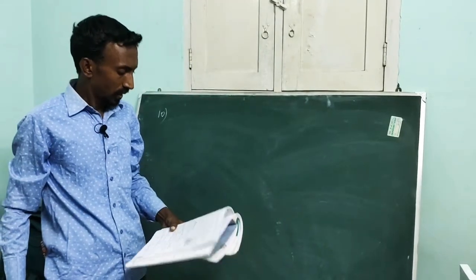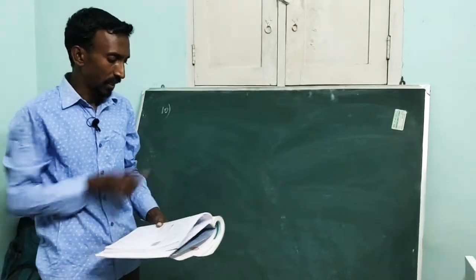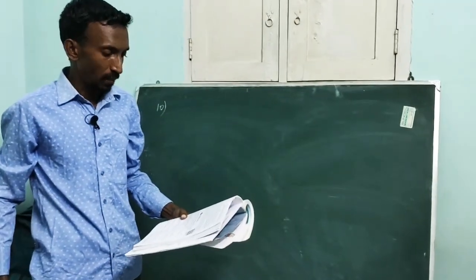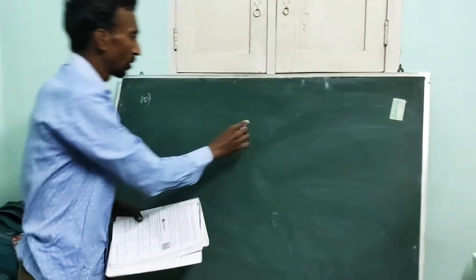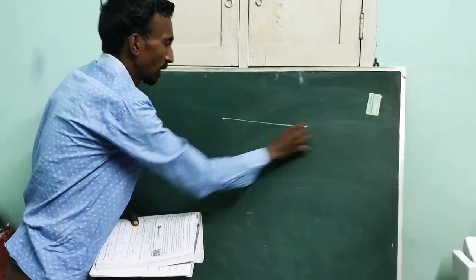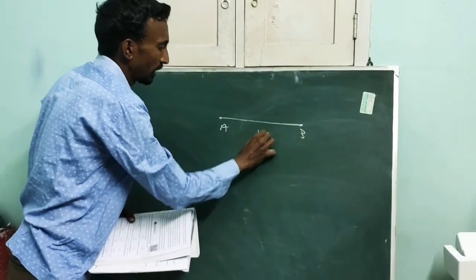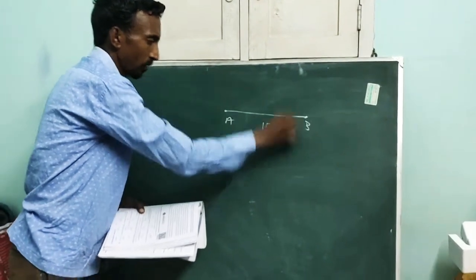Now question number 10, again it is hyperbola. I am reading the question. Points capital A and B are 10 km apart. So there are 2 points A and B. Distance between them is 10 km. Okay, that is the first one.